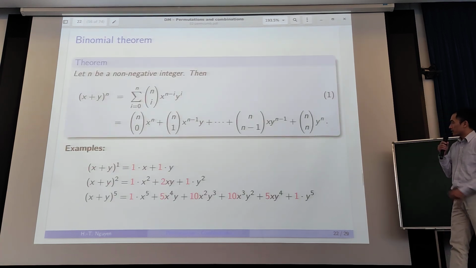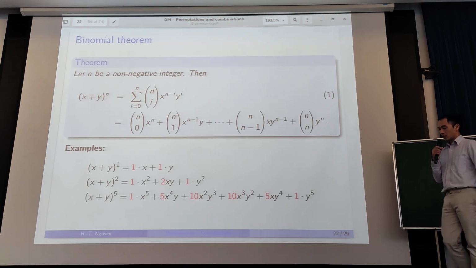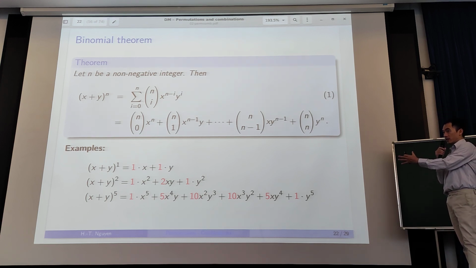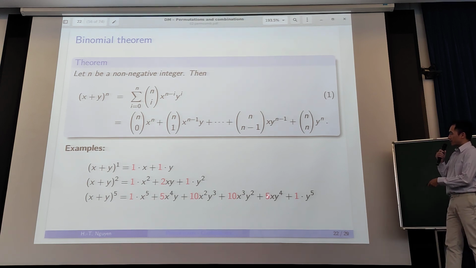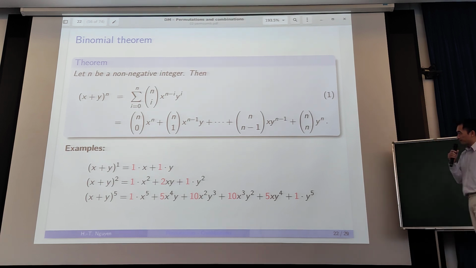So here, for example, you can see the first term and the last term are the same. The second term and the second to last term are the same. And similarly, if you go from the left to the right and the right to the left, and each time you advance by one term, then you always have pairs of equal coefficients. Okay, so here you have 1 and 1, 5 and 5, and 10 and 10. Here you have 1 and 1, and in the middle 2. Okay, so it's the same.